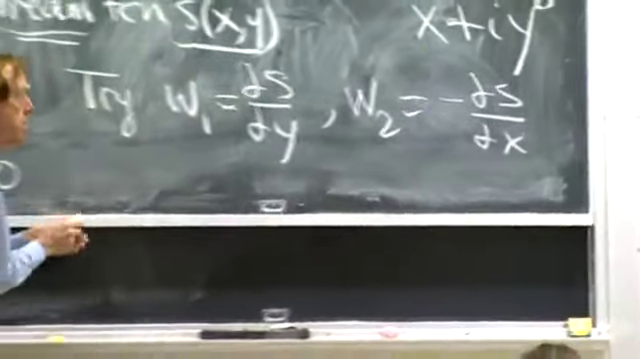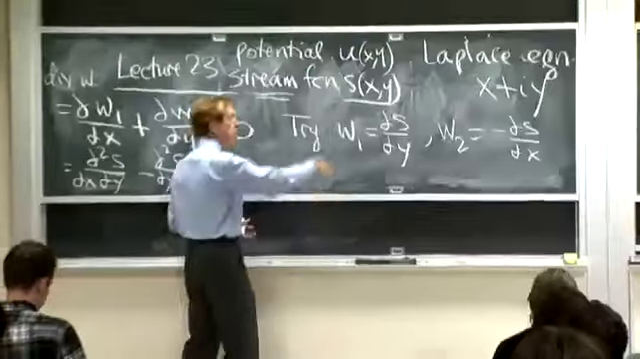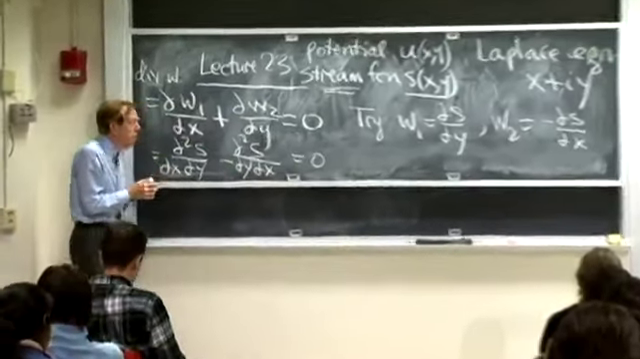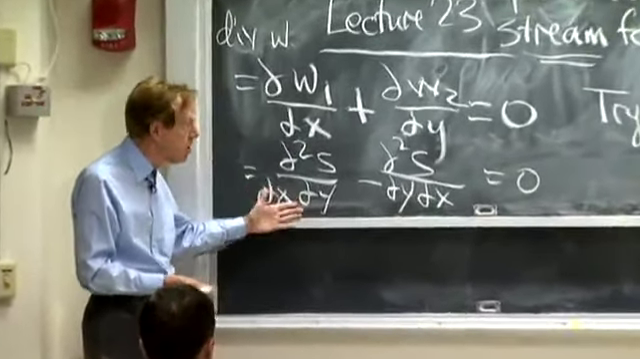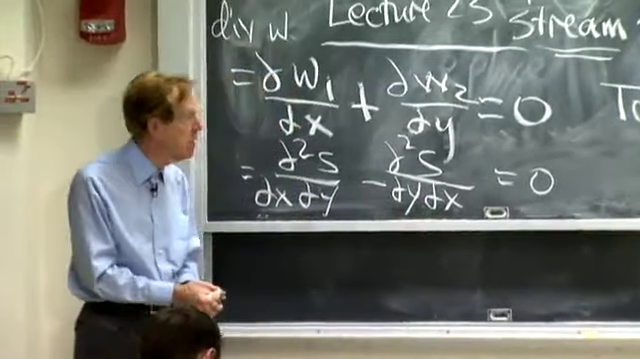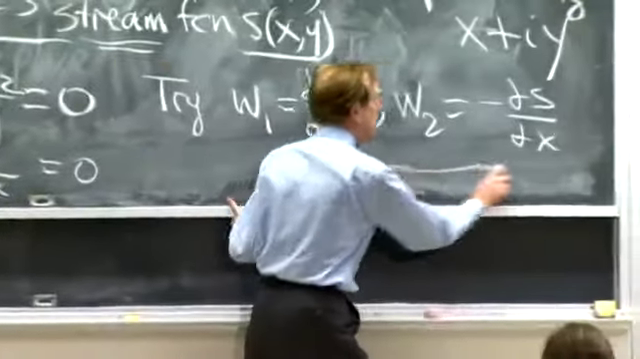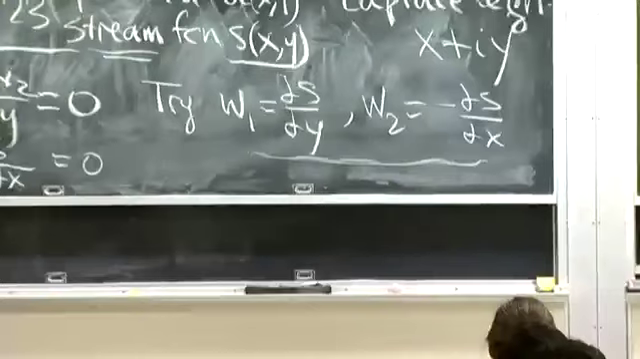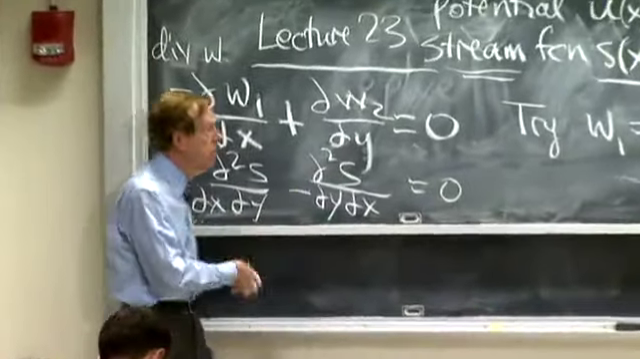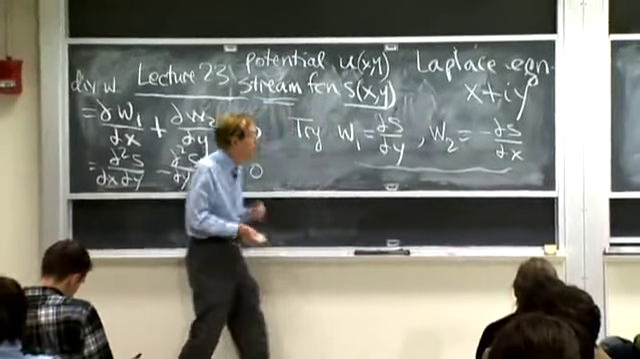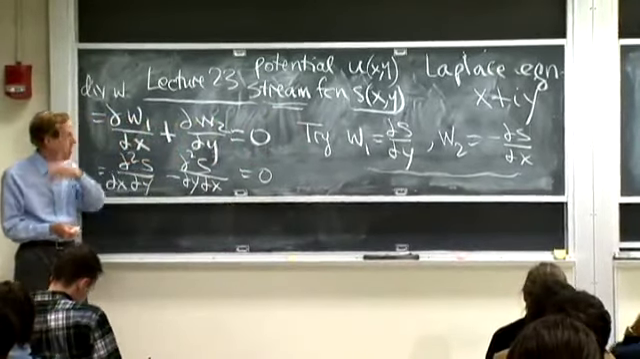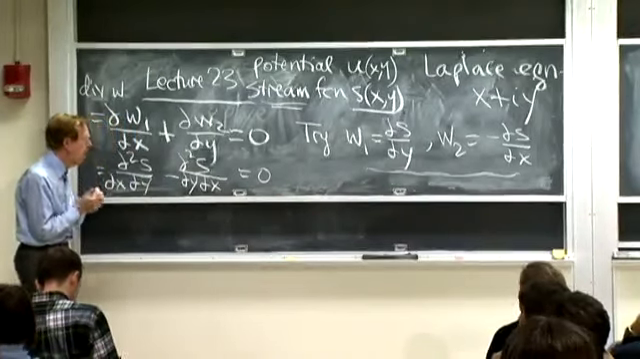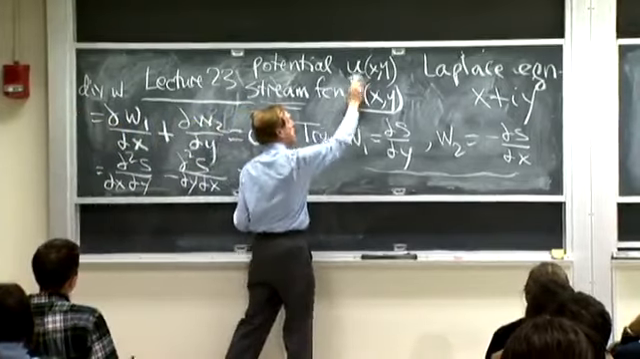If I take any function s, I let w1 be its y derivative and w2 be minus its x derivative, then the divergence will be 0, because I'll have the cross derivative minus the cross derivative. Of course, that'll be 0. So these will be my W1, W2 coming from s. So I have what I expect. With 2 unknowns and only 1 equation, I've got lots of solutions. I create any function s, and that will be one. So that's a stream function. And it has a physical meaning, so we get to see it. And it has a fantastic connection to the potential.